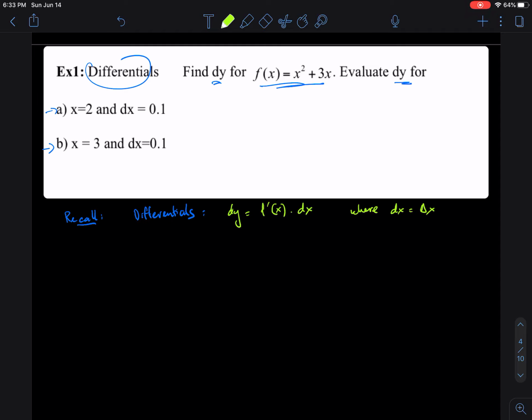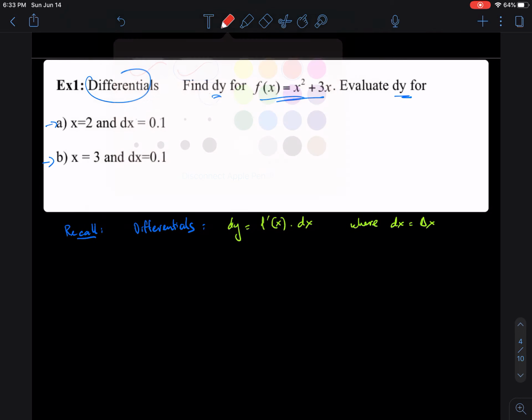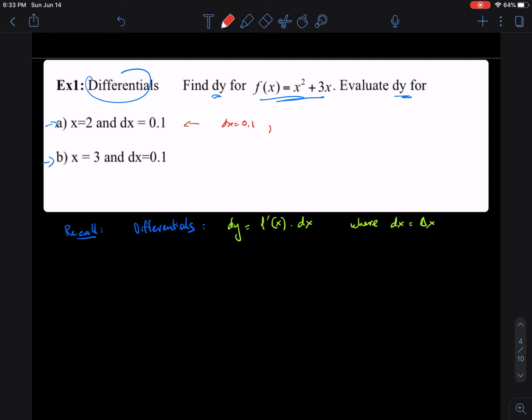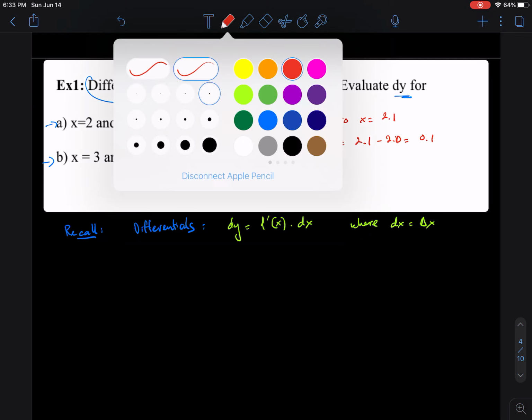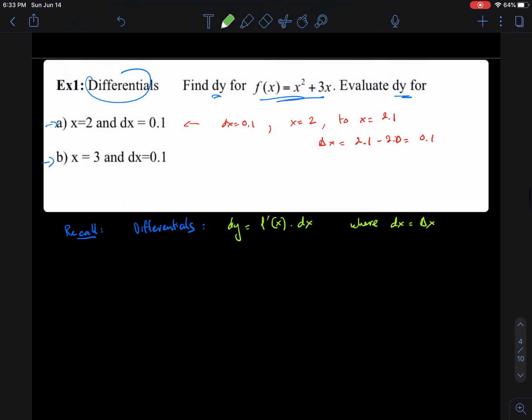Okay, so for this part A here, if dx is equal to 0.1, this is referring to the change in x from 2 to x equal to 2.1. So when you take the difference between those two values, your increment is going to be just 0.1. And we want to find the differential, which is the change in the y values, by applying this formula that we learned from the previous video. So let's go ahead and do this.